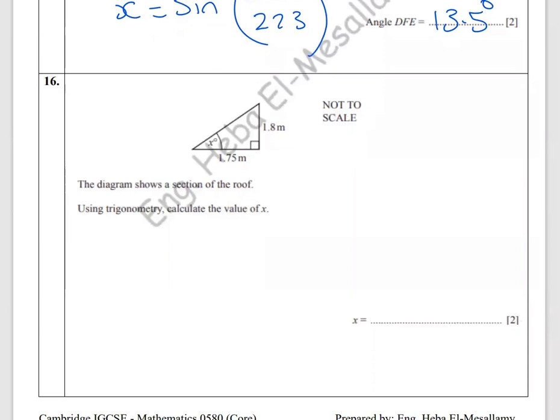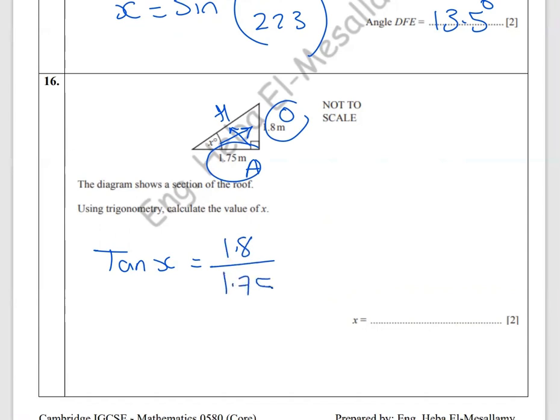Question 16, the last question. Here, I'm going also to apply the same. X is here. Label the sides, hypotenuse, opposite, and adjacent. Here, O and A are involved, so I'm going to use the TOA, which means tan. So tan x equals the opposite over the adjacent. Take care, please, because most of the mistakes here are that you just flip it to A over O. Make sure that you are typing the correct ratio. So tan x is 1.8, the opposite, over the adjacent, 1.75.